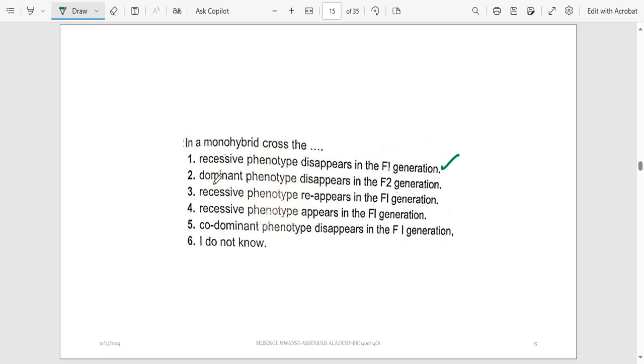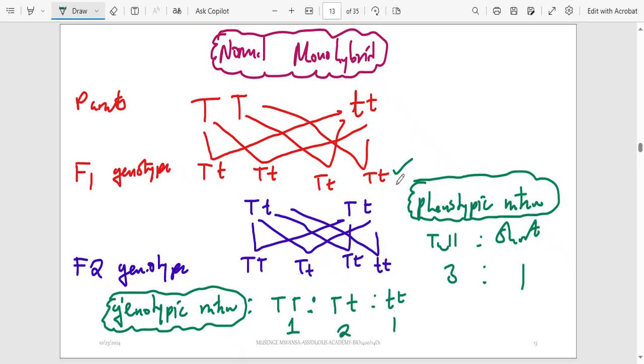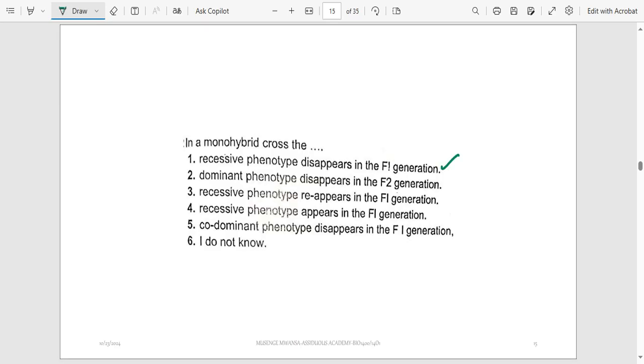And then B, dominant phenotype disappears in the F2. Look at that. In the F2, you still have something that is dominant. Look at F2, you have TT. Actually, there are three. So this is false. Recessive phenotype reappears in the F1. It doesn't reappear, it disappears. Recessive phenotype appears in F1. No. Codominance phenotype disappears. There's not even codominance here.